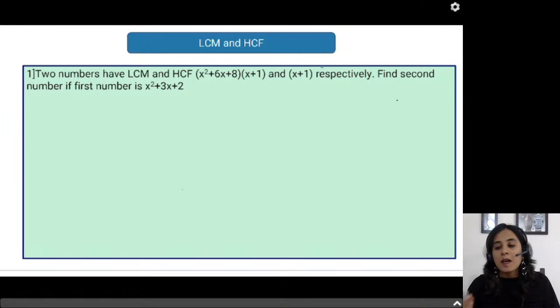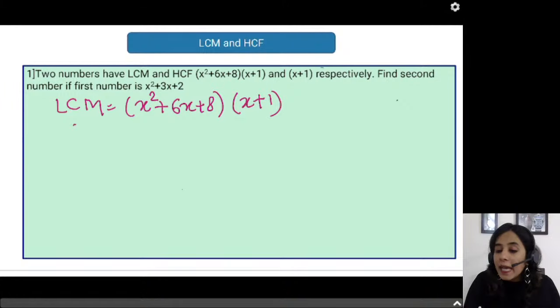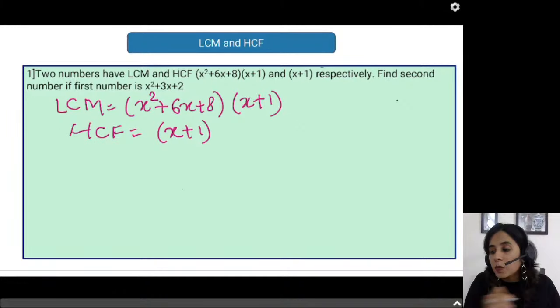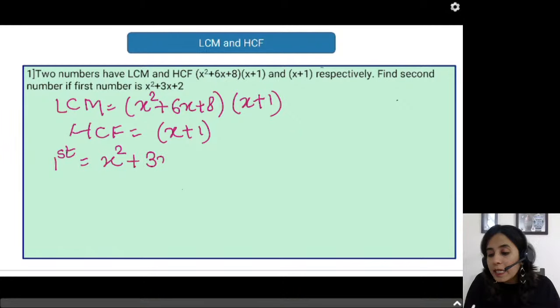So, yes, here we have two numbers and they are given in the form of quadratic equations. So, we have the LCM, which is x square plus 6x plus 8 and x plus 1. Then the HCF is also given and the HCF is x plus 1. The first number is given here. The first number again is a quadratic equation which is x square plus 3x plus 2.